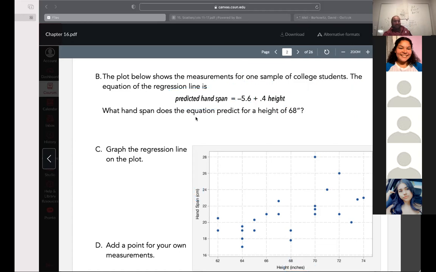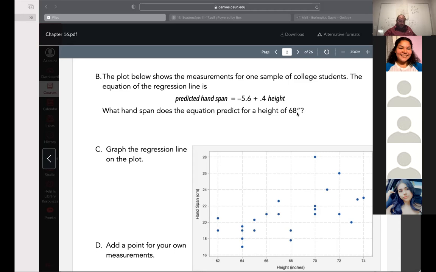Now, in general, what handspan does the equation predict for a height of 68 inches? If somebody had a height of 68 inches, how would I use that equation to predict their handspan? You put it in the area of height, so you would multiply by 0.4, and then you add it to negative 0.56, and that gives you your prediction. That is entirely correct.